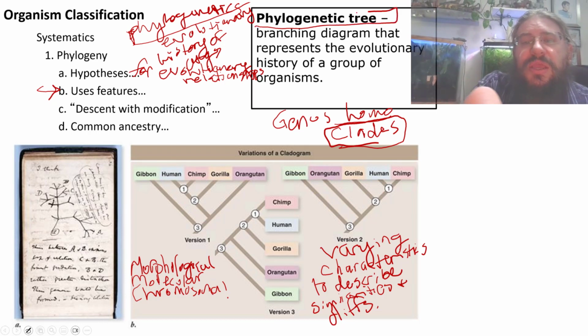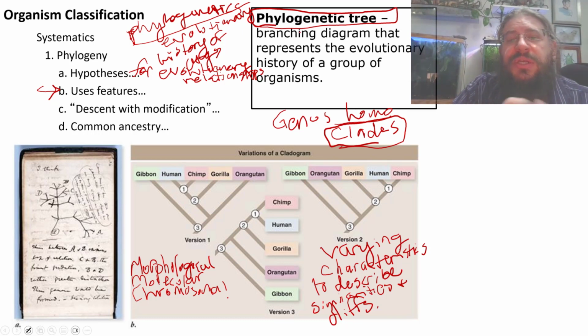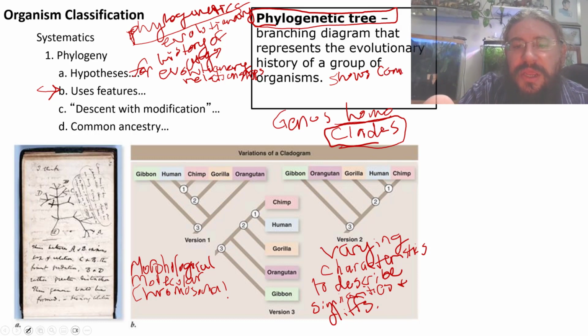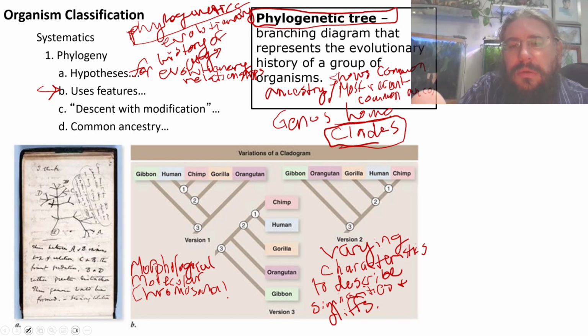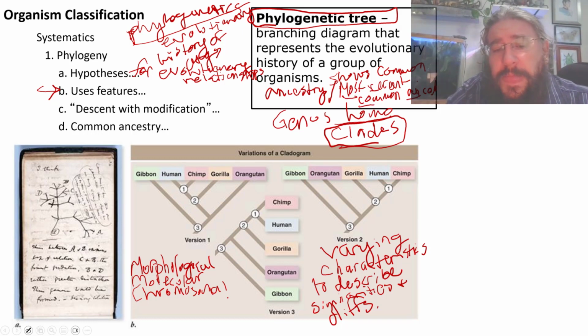So, phylogenetic tree, in case you haven't looked over here, is a branching diagram that shows that evolutionary history. And it shows common ancestry. And it shows most recent common ancestors. There we go. Most recent common ancestors is an actual term. You could show how closely related things are by how close you want their common ancestry to be.